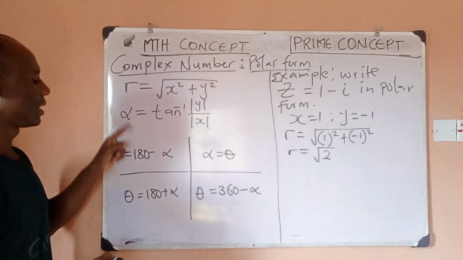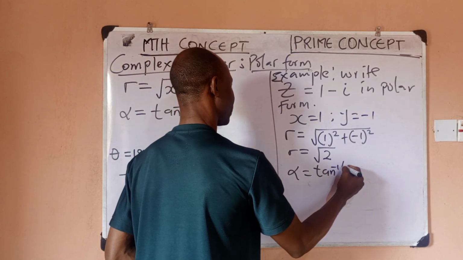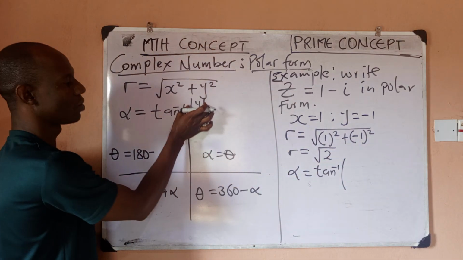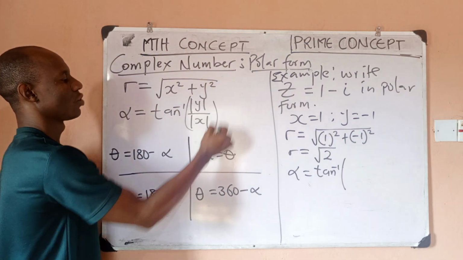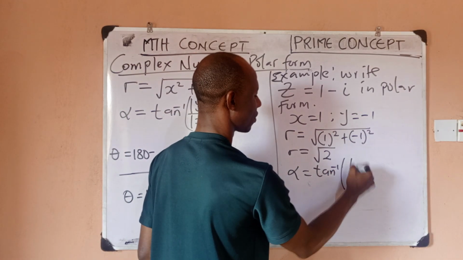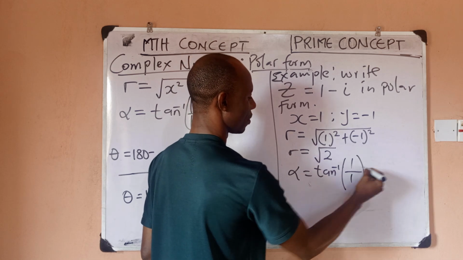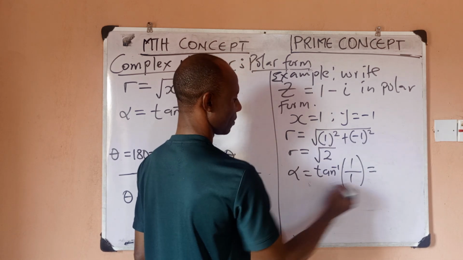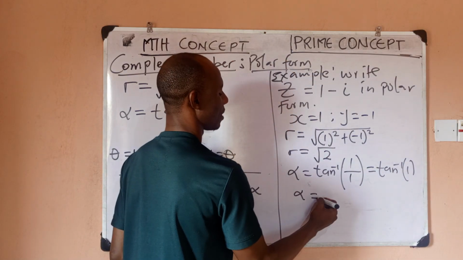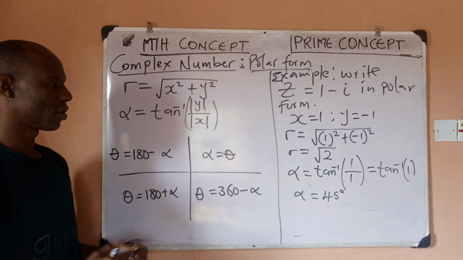The next thing I want to find is alpha. So alpha is going to be tan inverse of the absolute value of y. Remember, absolute value means your y should always be positive, your x should always be positive. The absolute value of y is going to be 1, divided by the absolute value of x, which is 1. So this is simply going to give me tan inverse of 1, so that alpha becomes the tan inverse of 1, which is 45 degrees. So I've gotten my alpha.